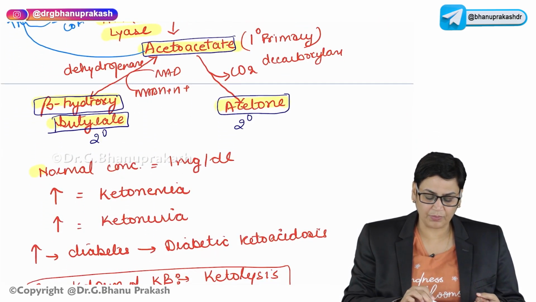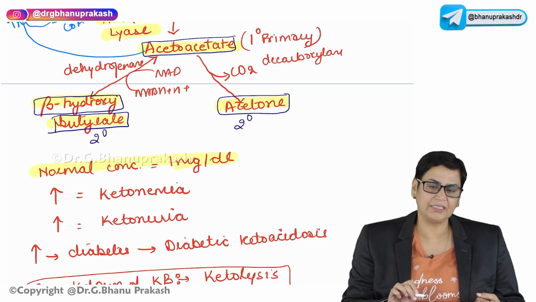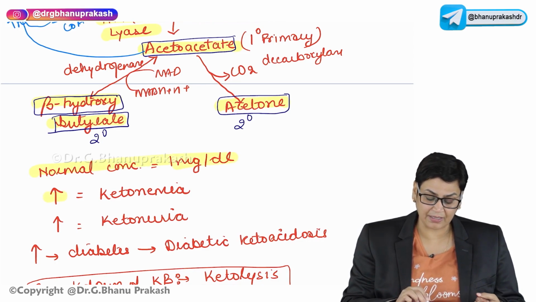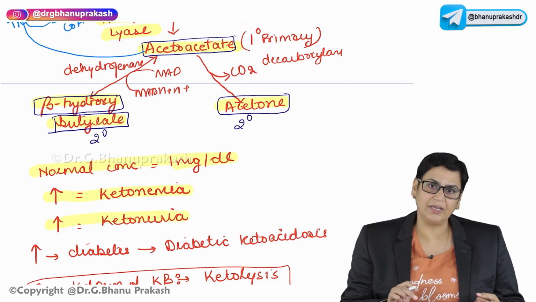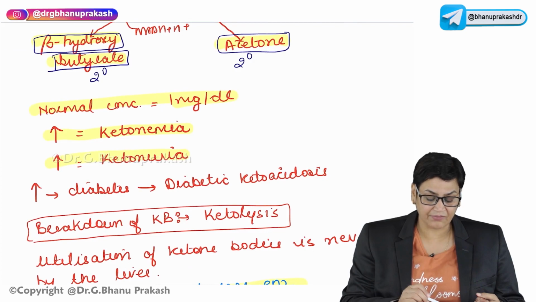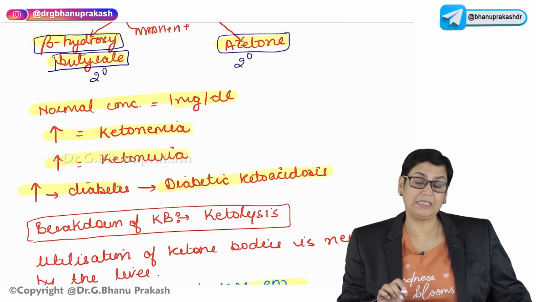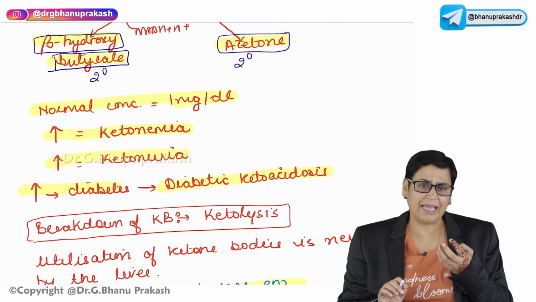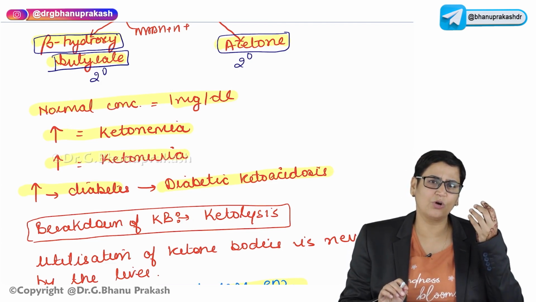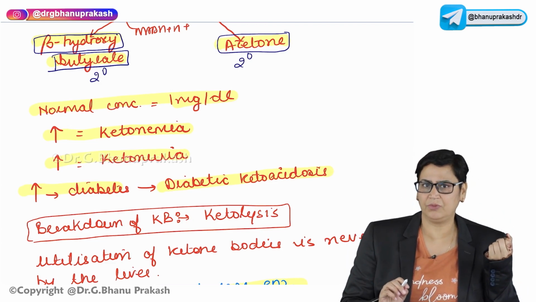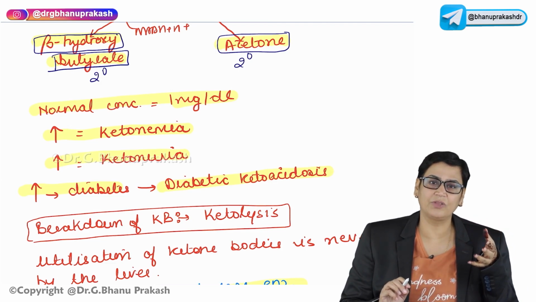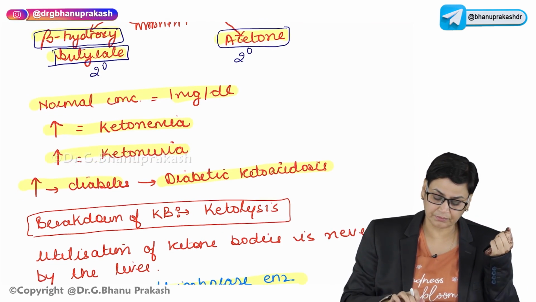Then this is the normal concentration of ketone bodies. When it increases in blood, it is known as ketonemia. When it increases and appears in urine, it is known as ketonuria, and when it is associated with diabetes, it is known as diabetic ketoacidosis. Ketoacidosis means there is a highly acidic environment in the body because of acetoacetate and beta-hydroxybutyrate. So the pH of the body also drops.